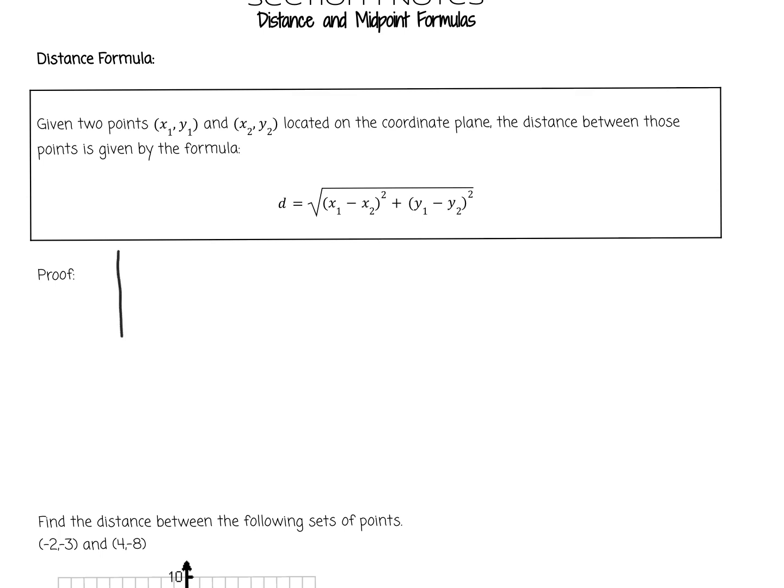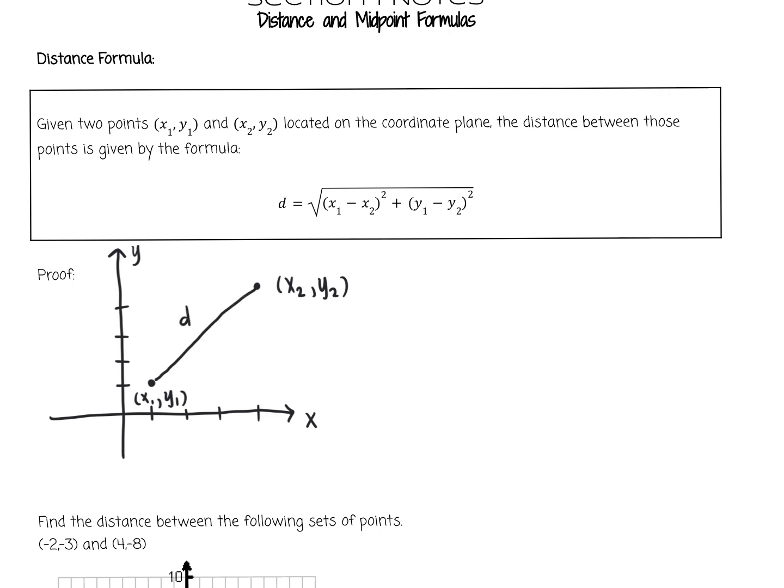So I'm going to draw a little coordinate plane here. I'm going to have my x and y axes, and I'm going to put 2 points. So this is my point x1, y1, and then this is my point x2, y2. And I want to know the distance d between these 2 points. So the distance formula is actually derived from the Pythagorean theorem. So what I can do is construct a right triangle where the distance between those 2 points is my hypotenuse.